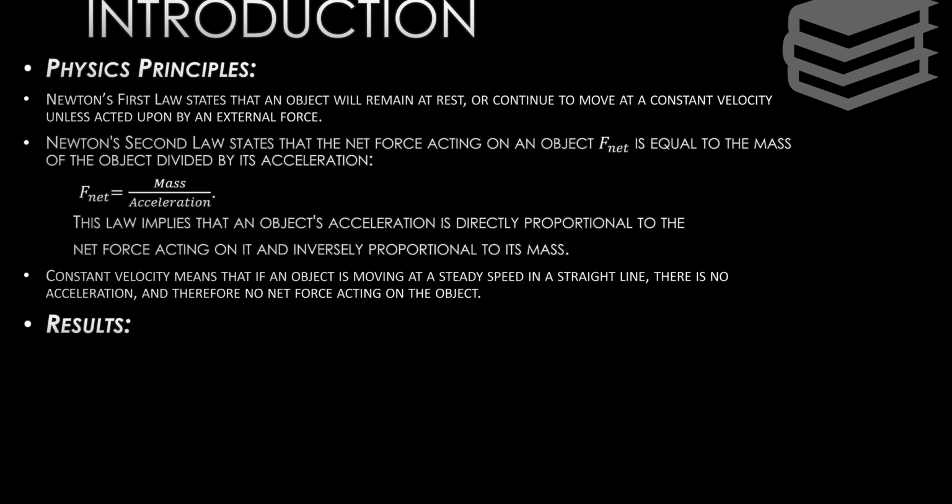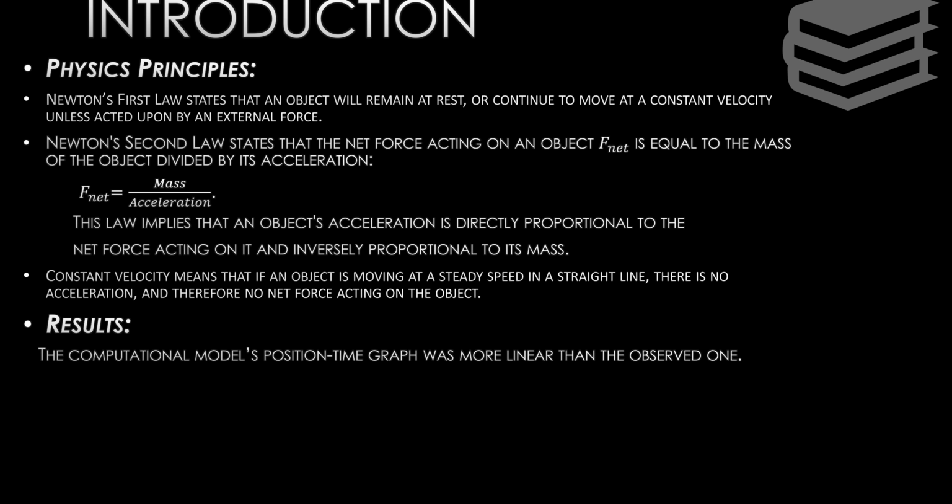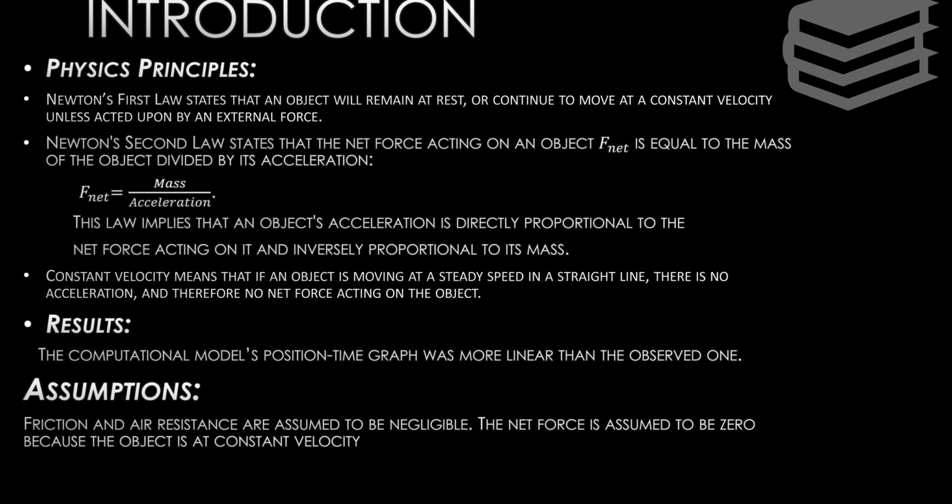Results. Here's a brief preview of the results that are going to be proved in the lab. The computational model's position time graph was more linear than the observed one, and the observed one's position traveled more than the computational model's position. Assumptions that we're going to take throughout the lab: friction and air resistance are assumed to be zero or negligible. The net force is assumed to be zero because the object is at constant velocity.